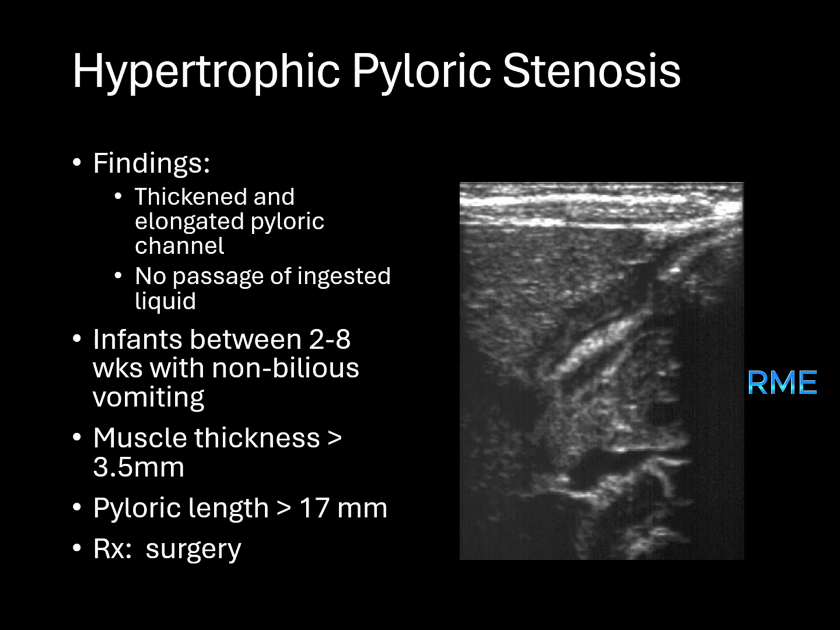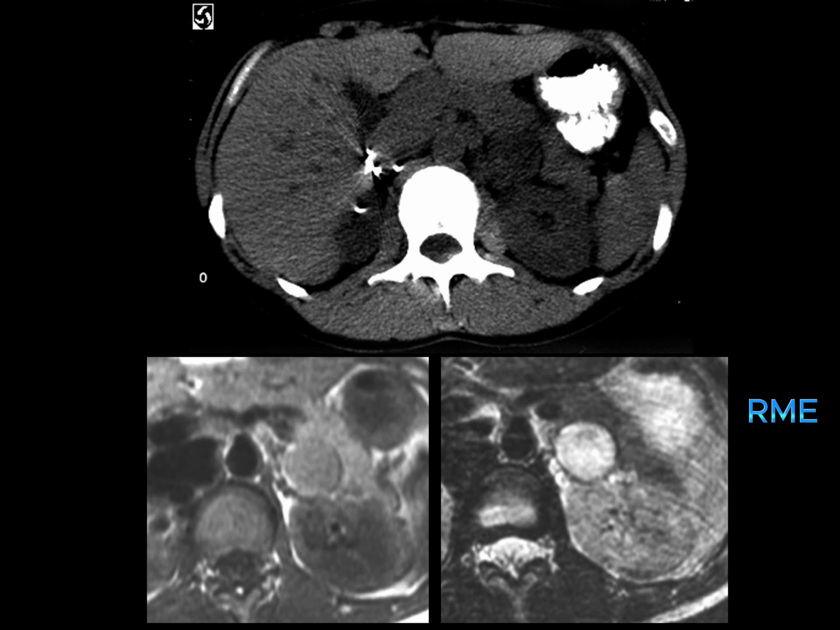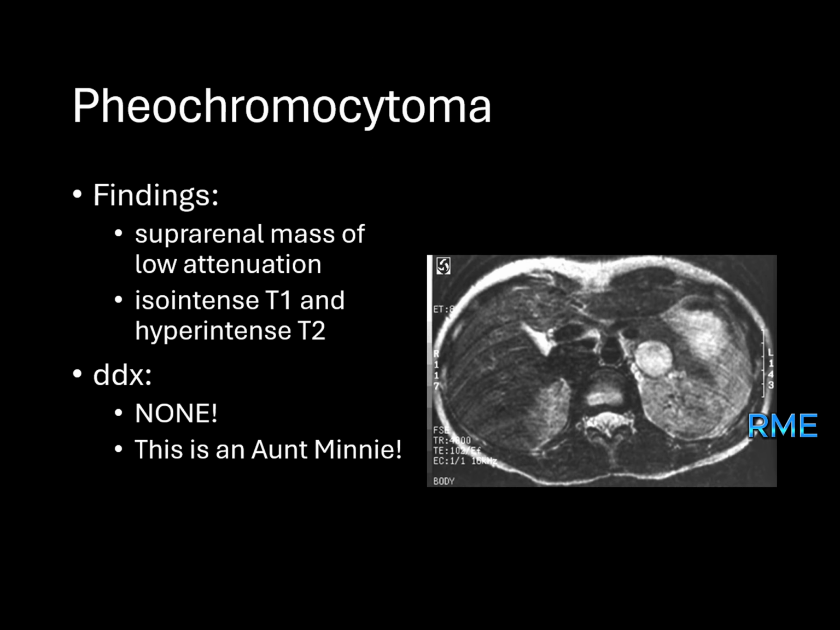What do you see in this image? Here, I see a suprarenal mass of low attenuation that is isointense on T1 and hyperintense on T2 imaging. These findings are indicative of a pheochromocytoma. The mass shows characteristic imaging features with marked vascularity.